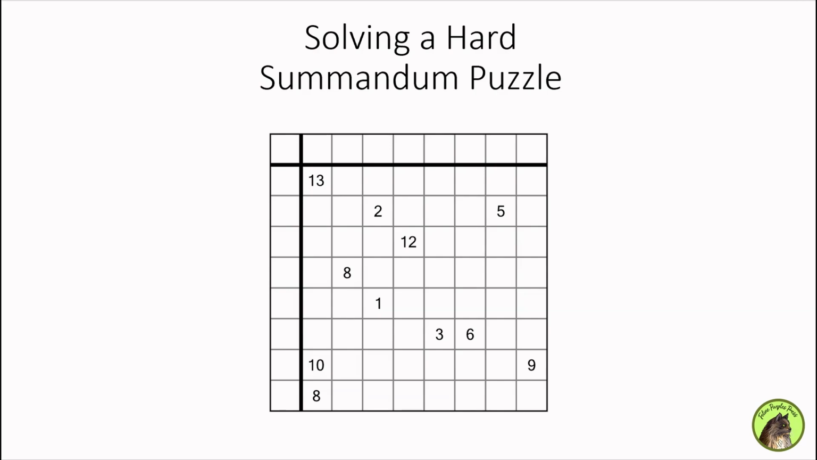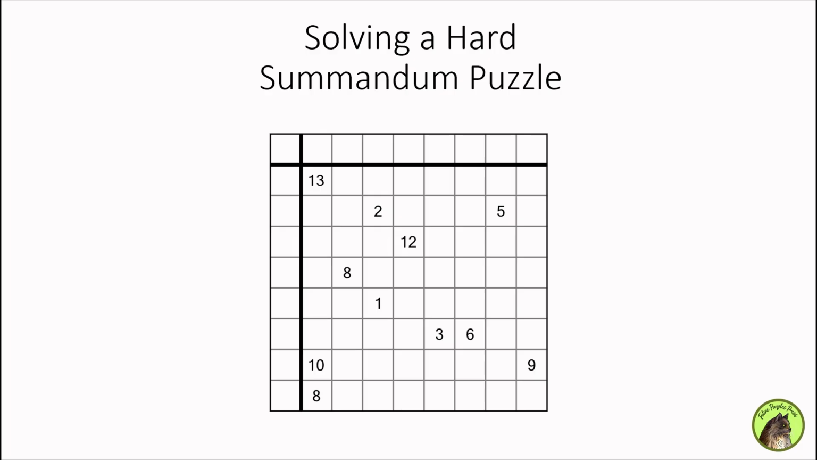Summandum is a puzzle played in a square grid. The grid has some numbers and your goal is to establish addends that were used to make those numbers and place them on the edges of the grid. We know the addends on each side of the grid are unique numbers from 0 to grid size minus 1.